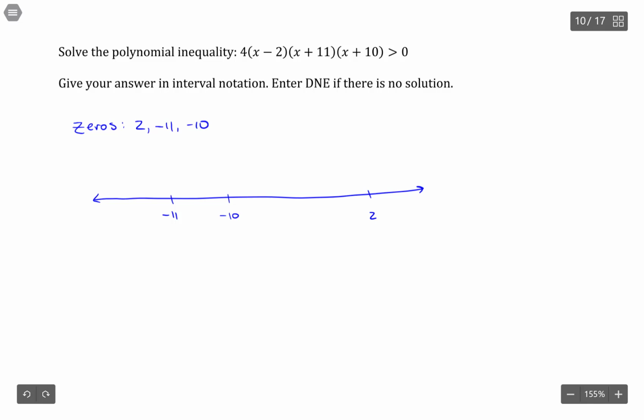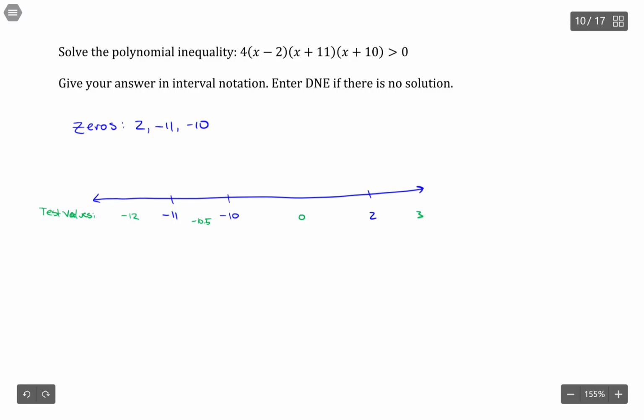Now, I need to see what's happening in between these intervals, because in between these intervals, the polynomial could either be positive or negative. So I have to pick a test value to determine that. For instance, negative 12 is on this first interval, so I'll choose that as a test value. And then say negative 10.5, 0, and 3.